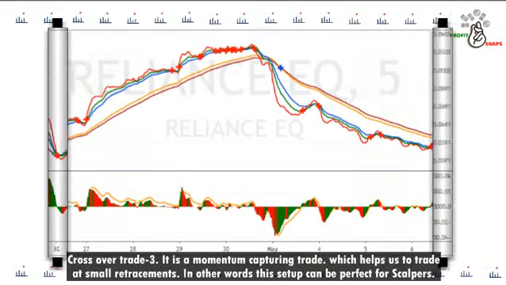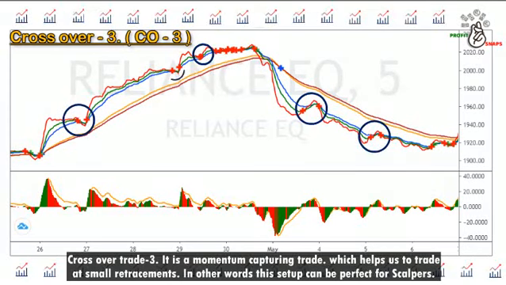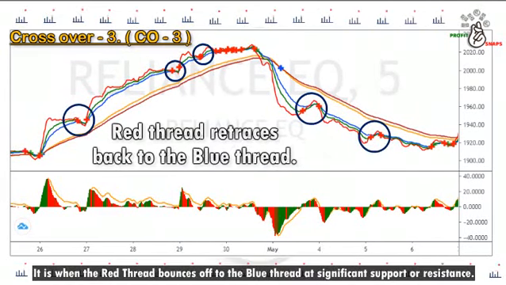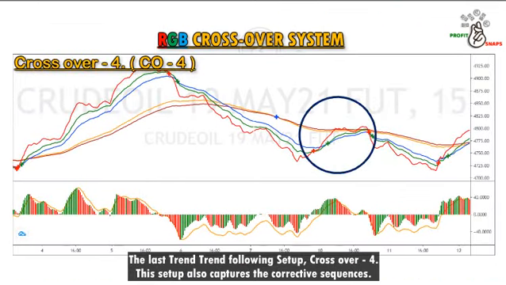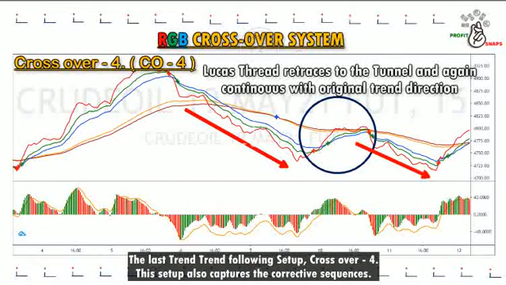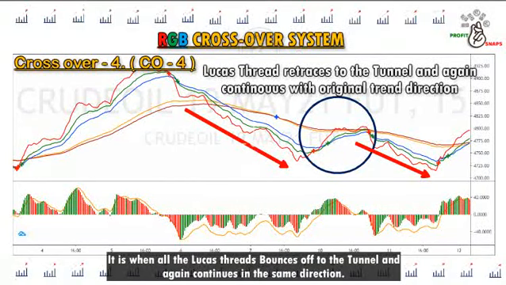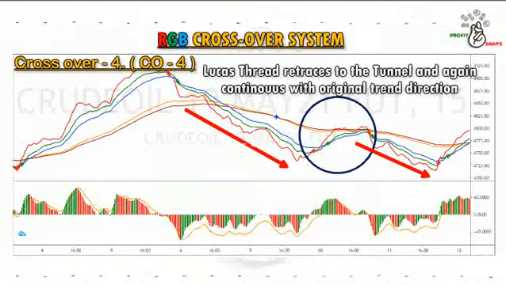Crossover trade 3. It is a momentum capturing trade, which helps us to trade at small retracements. In other words, this setup can be perfect for scalpers. It is when the red thread bounces up to the blue thread at significant support or resistance. The last trend following setup, crossover 4. This setup also captures the corrective sequences. It is when all the Lucas threads bounce off the tunnel and again continue in the same direction.